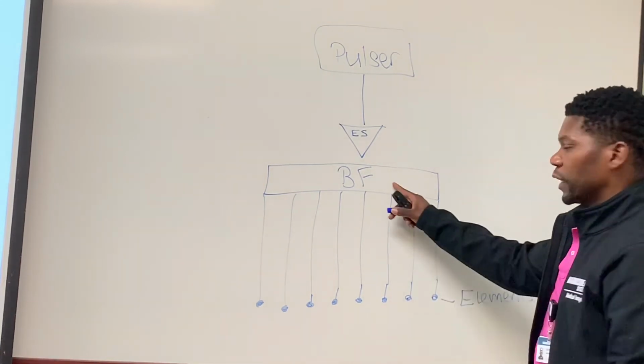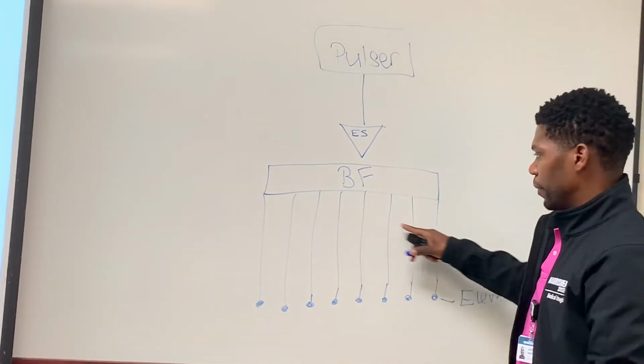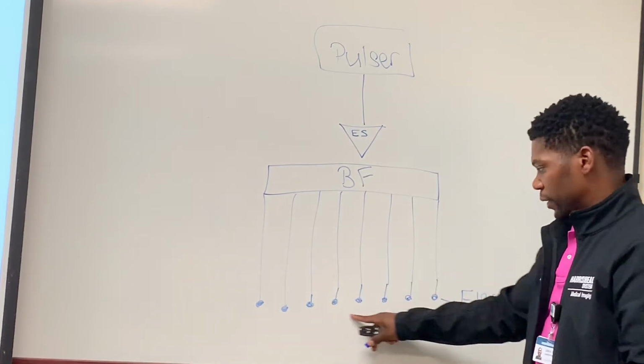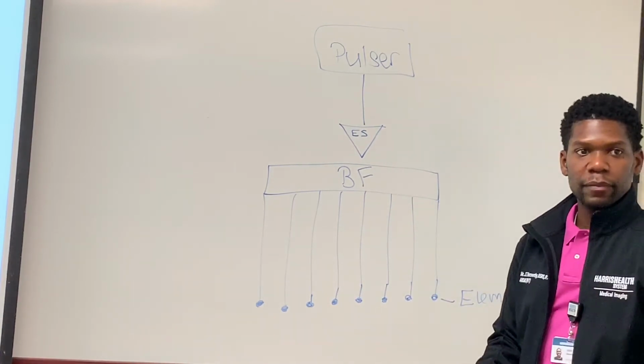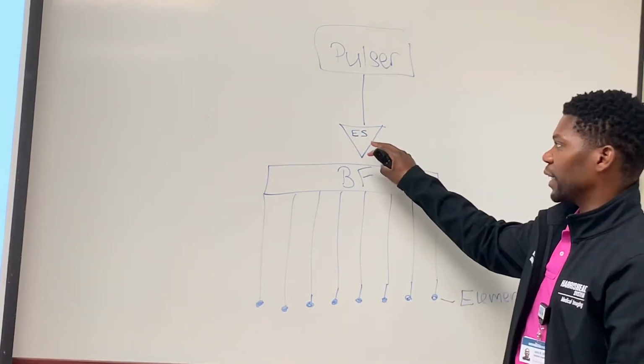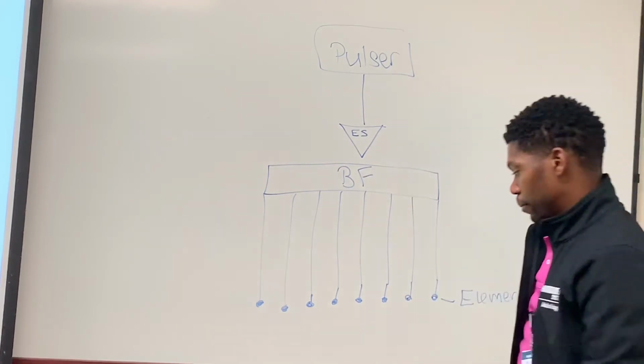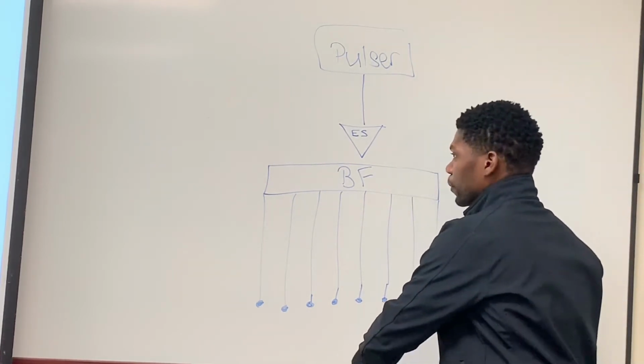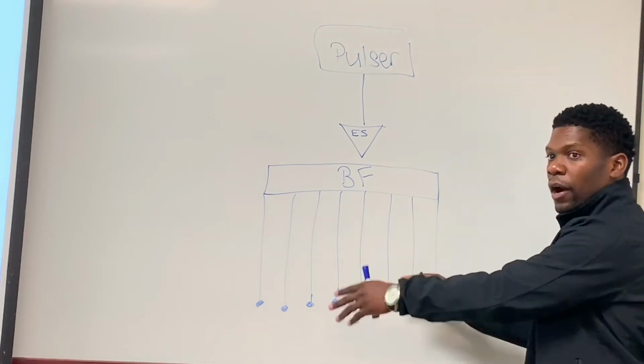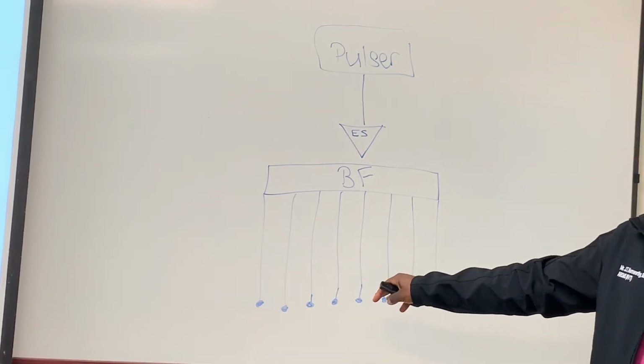Okay, so that's my beamformer. These are my elements right here, guys. These are my elements down here. The little balls are my elements. So it's going to take this big electrical signal, and the beamformer is going to divide that electrical signal amongst every PZT element.